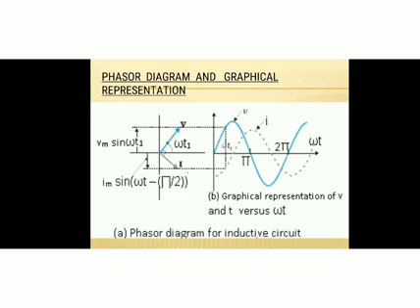Now these two phasors are capable of rotating by an angle of omega t1. Okay, so this is the phasor diagram for an inductive AC circuit.